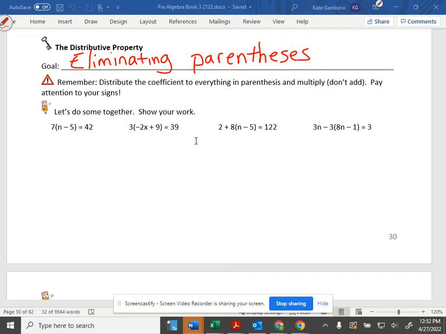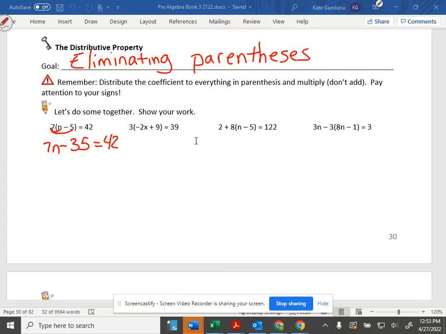Sam A. It would be you multiply 7 by both. So I'm going to multiply that 7 through to everything inside the parentheses. So we have 7 times n is 7n. And then 7 times negative 5, because it's minus 5. What is 7 times negative 5? Negative 35. So that negative shows up as a minus. And that equals 42.